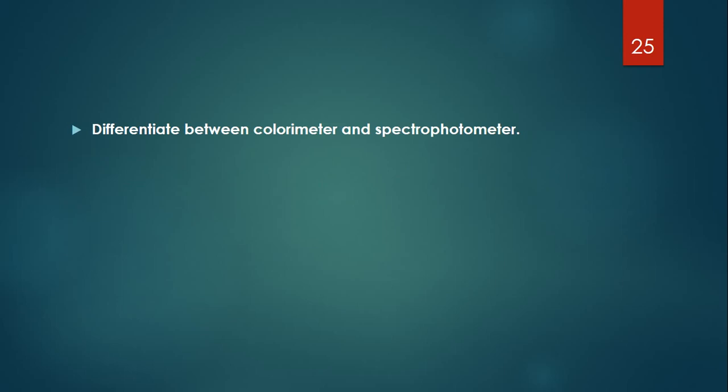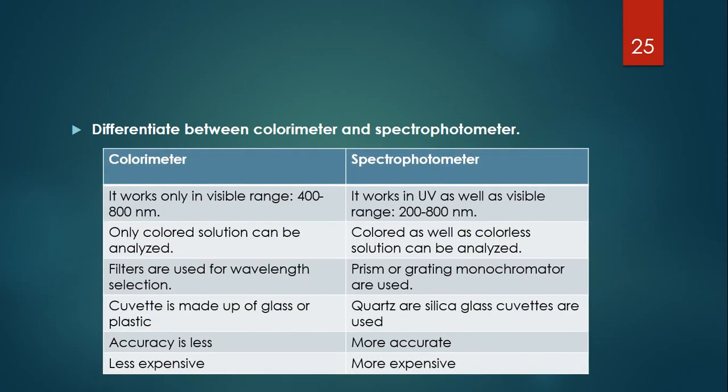Differentiate between colorimeter and a spectrophotometer. So colorimeter, it works only in the visible range, that is from 400 to 800 nanometer. In spectrophotometer, it works in UV, that is ultraviolet, as well as visible range. So UV range is from 200 to 400 nanometer and visible range is from 400 to 800 nanometer. So we can say spectrophotometer works in the range 200 to 800 nanometer.